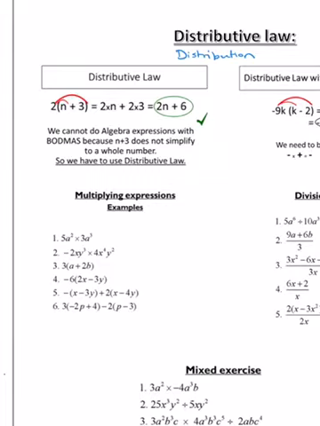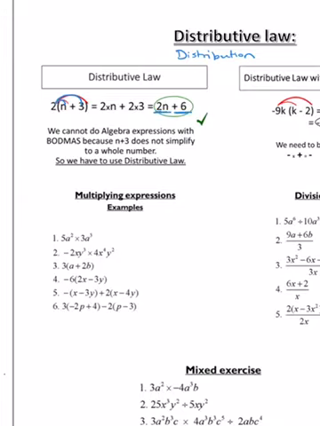So in this first example, it says 2 into n plus 3. You then make sure that the 2 is the products, the n plus 3 are the shops. So each shop needs the product. So 2n, 2 times 3 is 6, positive 6. So each thing in the bracket, in the shop, each shop must get the product, the 2. Product means multiply. We are multiplying here.